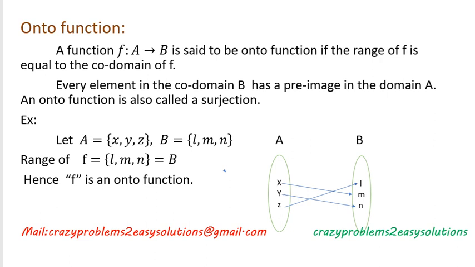For example, take two sets: A = {x, y, z} and B = {L, M, N}. The range of f equals the codomain B, which is {L, M, N}. Every element in the codomain B has a pre-image in the domain {x, y, z}. Here all elements of B are mapped from A, so it is called an onto function.